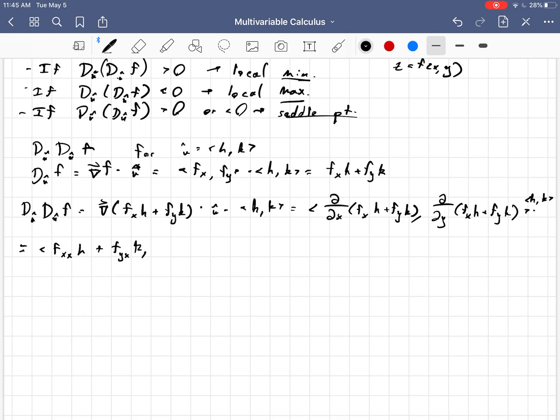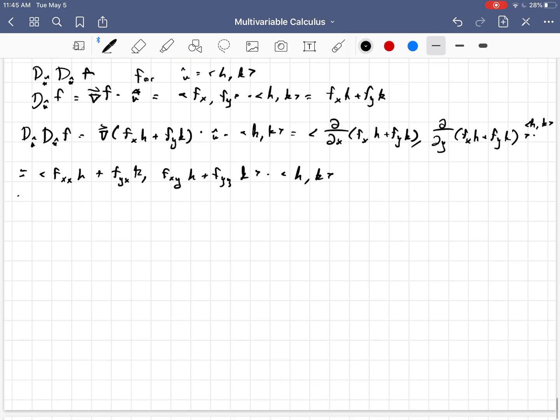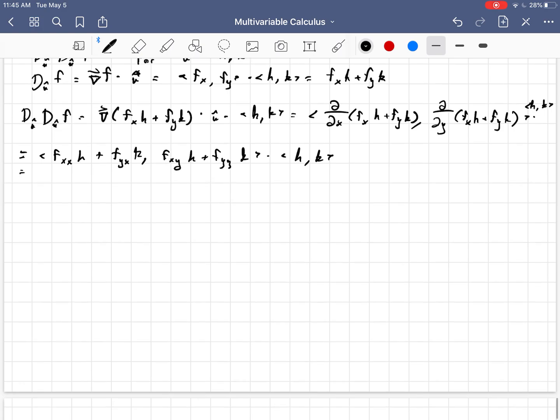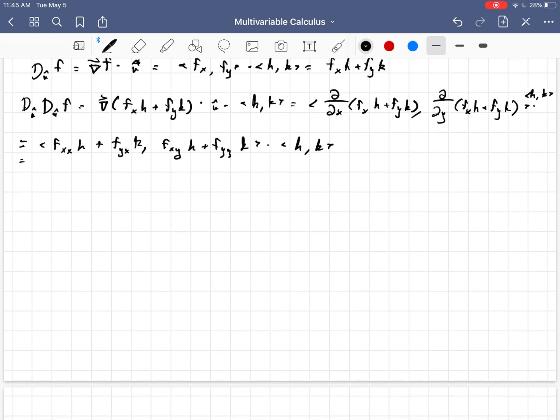That's better notation. K, and then we take the derivative now of that component, and so we will get f sub xy h plus f sub yy k, and that's still going to be dotted with our unit vector h comma k. So now we take the definition of the dot product again.